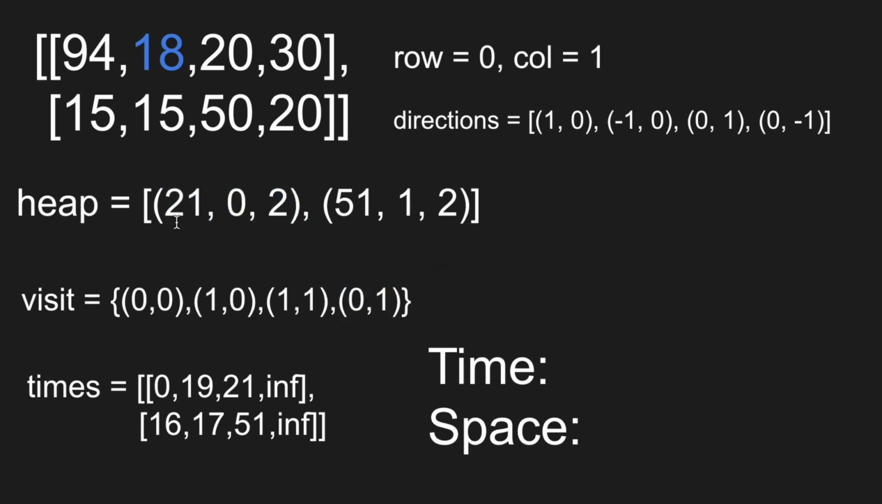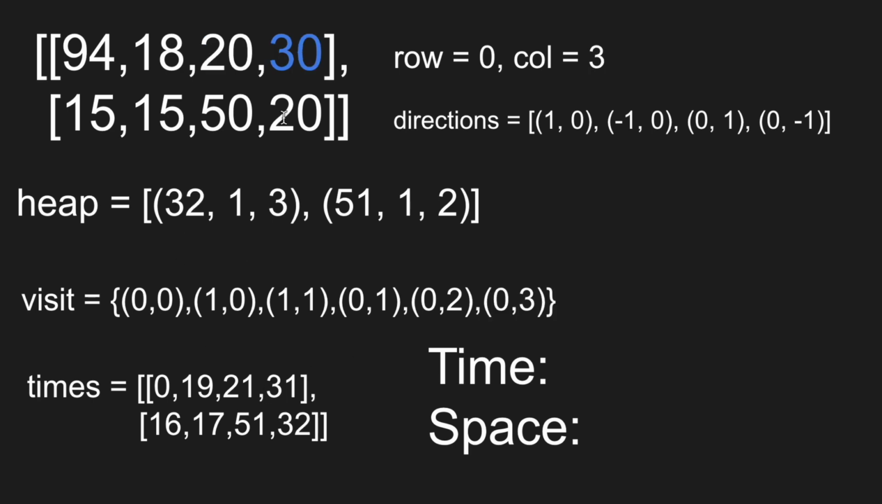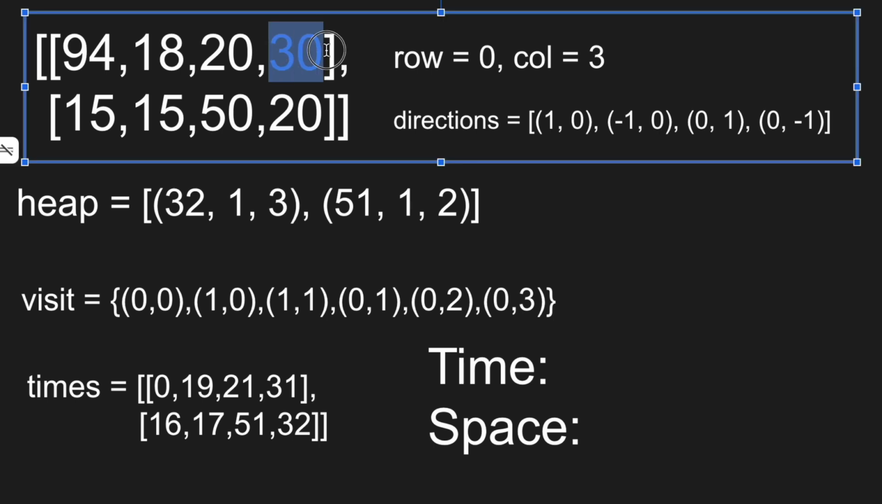So now we will pop this from the heap, and we see that this has been visited, and this will take 31 seconds. So we add it to visit, and we need to add it to the heap and update times. And now we pop this from the heap, and we see that it will take 32 seconds to get here because it will take 31 seconds to get here, and we need 1 extra second to come down here.